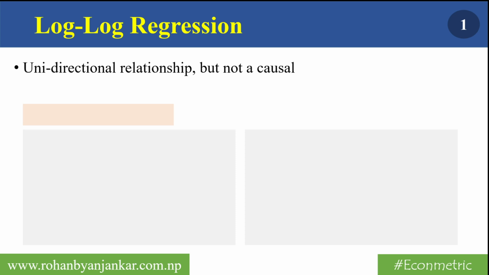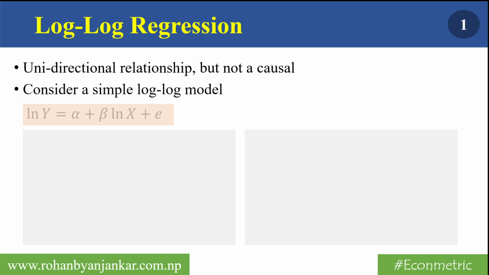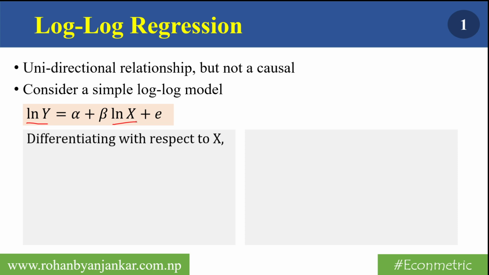Regression is a unidirectional relationship between two variables, but not a causal one. Consider a simple log-log model, that is ln y equals alpha plus beta ln x. It is called log-log because we have log on the left hand side and log on the right hand side. So now let's view its differentiation so that we can interpret this beta coefficient more efficiently.